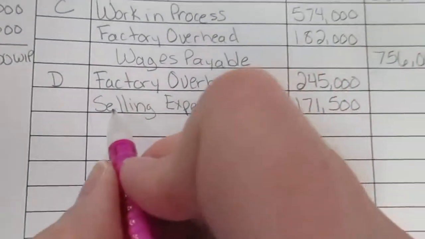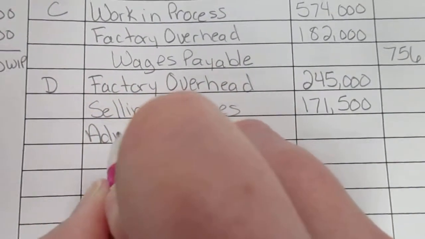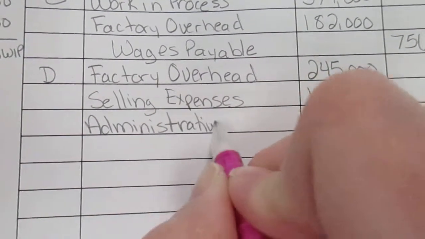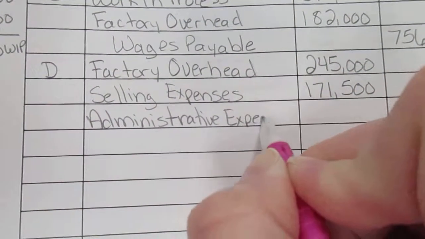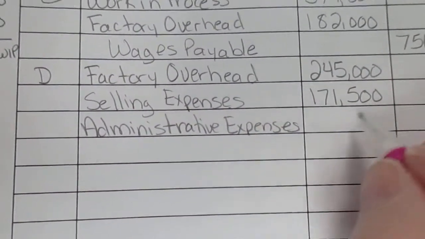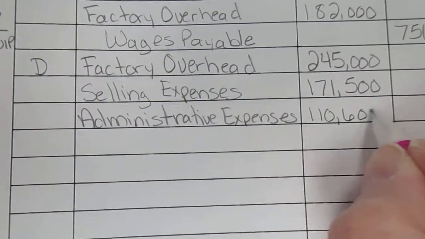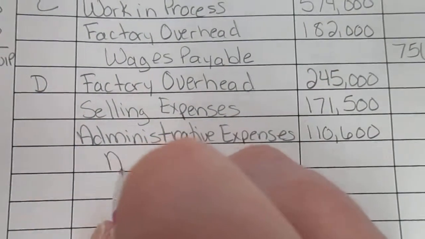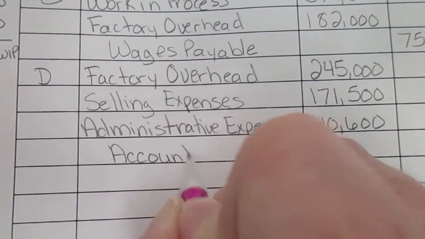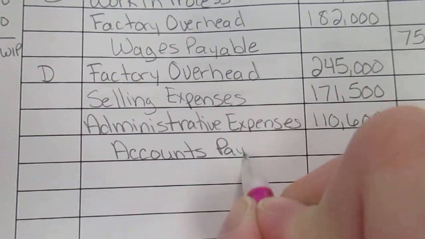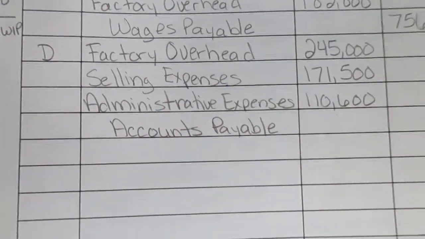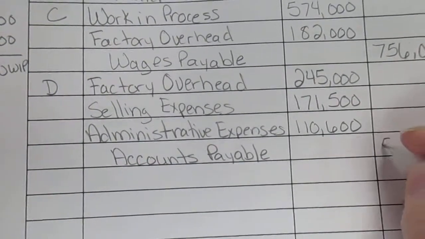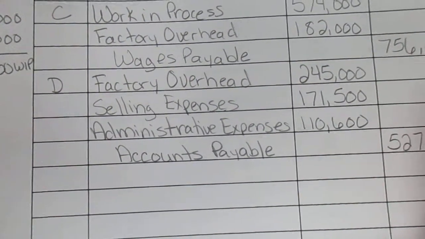Okay, $171,500. And administrative expenses, $110,600. We need to pay all of these, so we're going to credit accounts payable. Again, your book said that they were incurred, not that they were paid. And when we add all of those numbers together, we get $527,100.